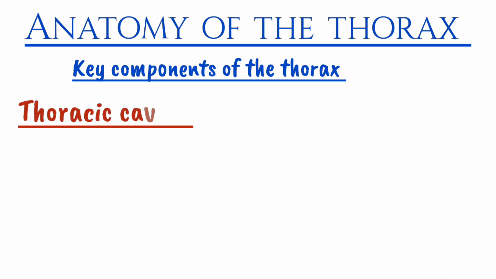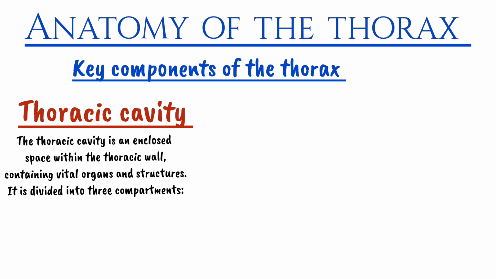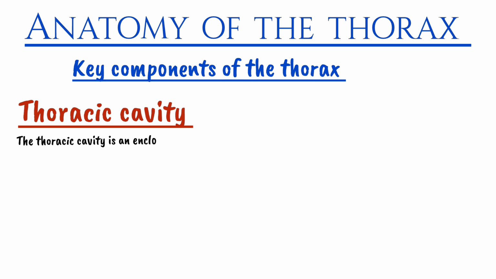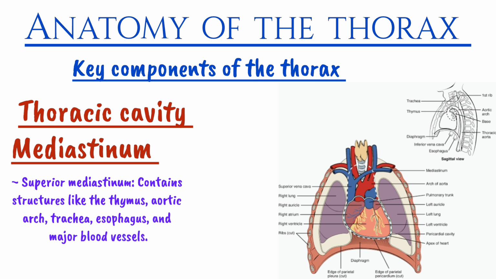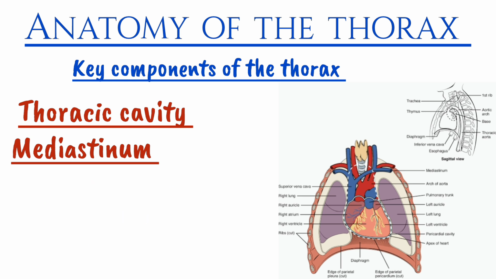Now let's talk about the thoracic cavity. The thoracic cavity is an enclosed space within the thoracic wall, containing vital organs and structures. It is divided into three compartments. Number one, the mediastinum. Located centrally, the mediastinum is divided into superior and inferior. The superior mediastinum contains structures like the thymus, the aortic arch, the trachea, the esophagus, and major blood vessels, while the inferior mediastinum comprises the anterior compartment, middle compartment, and posterior compartment.